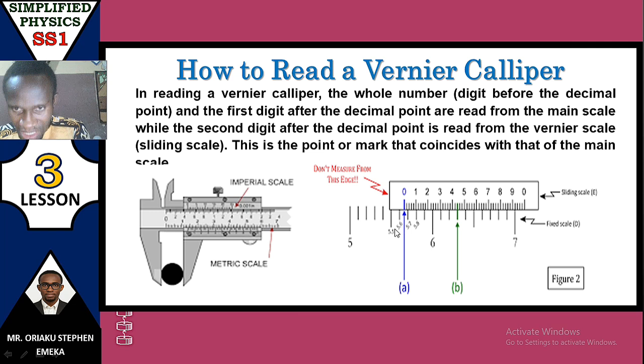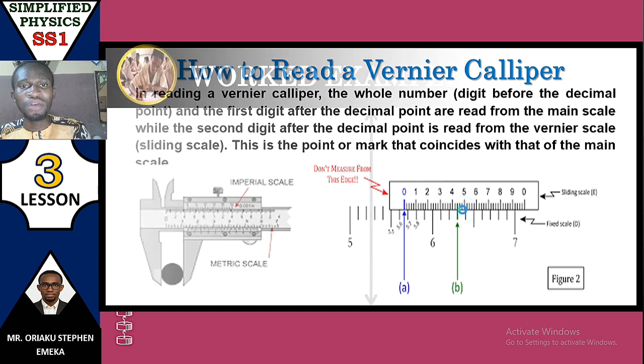Now we are going to add it to the reading on the vernier scale. So how do we get the vernier reading? We look at where the calibration of the main scale coincides with the reading on the vernier scale. It happened here, so this is 4.2. We are going to add those two things together, and that is what is going to give us our reading.